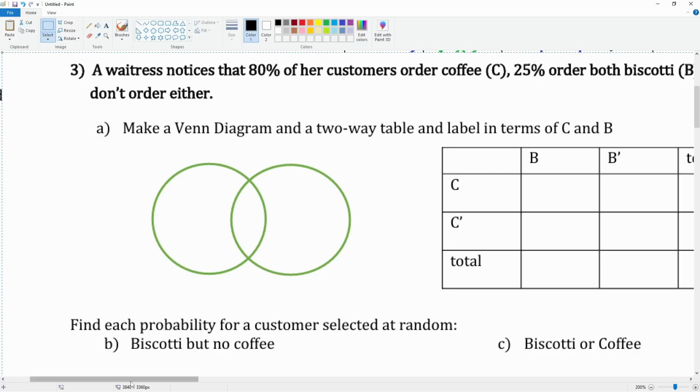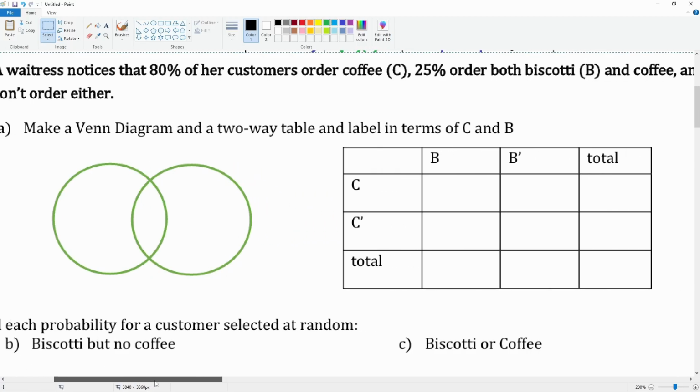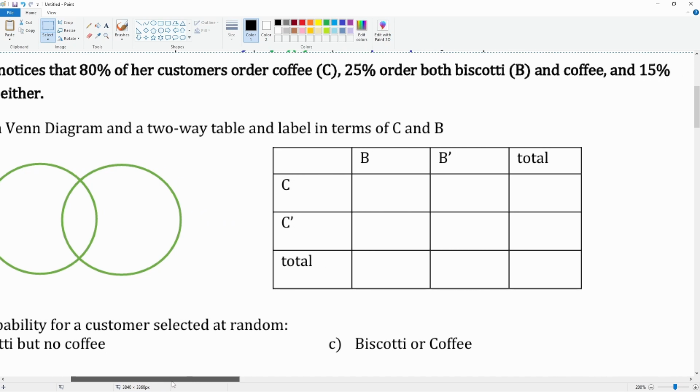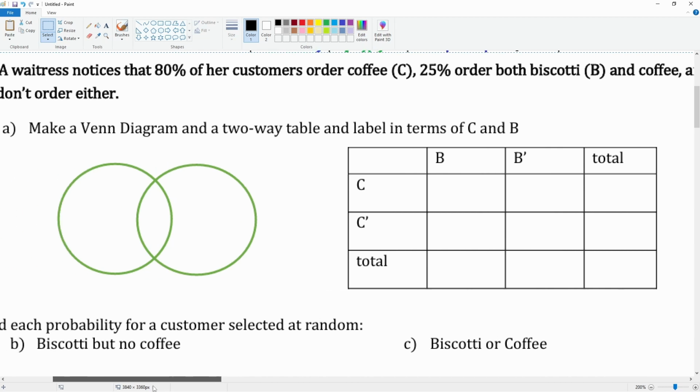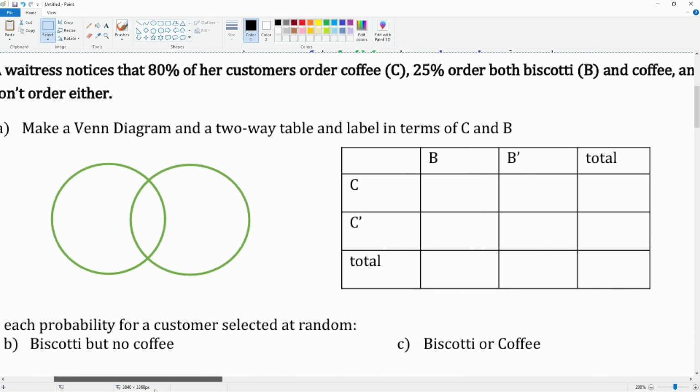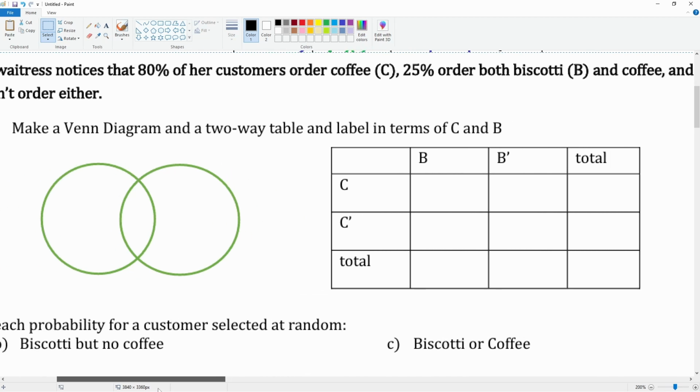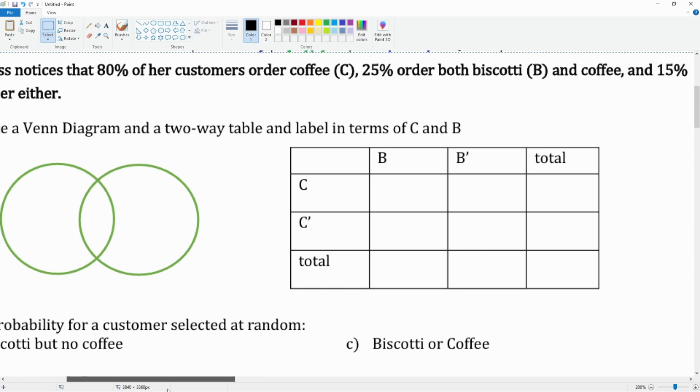Here we have number 3. Notice that 80% of our customers order coffee, 25% of them order biscotto and coffee, and 15% order neither. You're going to make a Venn diagram and then fill out that table to answer those questions, okay? So we're going to fill out the table first.